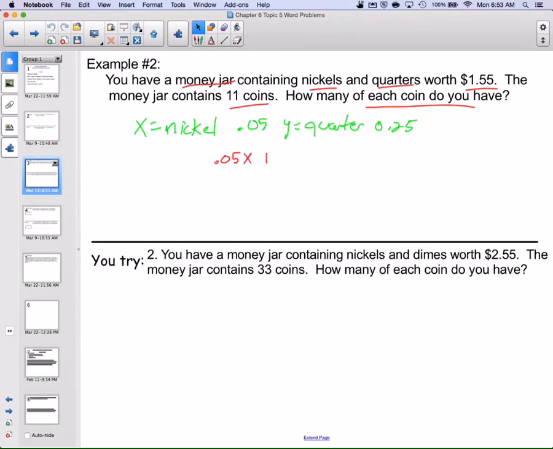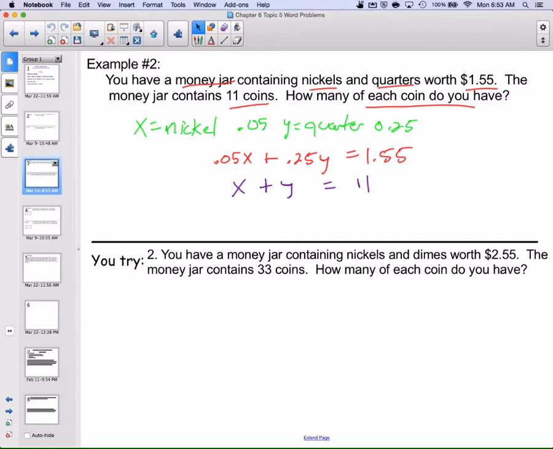0.05x plus 0.25y equals 1.55. My second sentence is purely about quantity. So collectively, my x and y, my nickels and quarters, make up 11 coins. All right, so once again, I seem to be in standard form here. I'm just going to want to be careful with how you multiply things out.